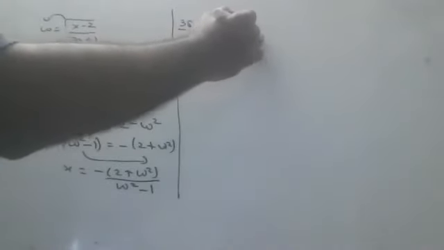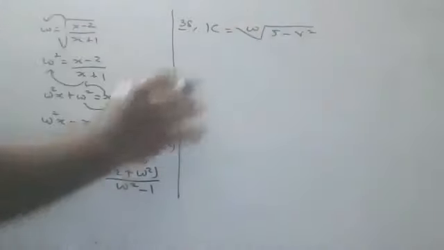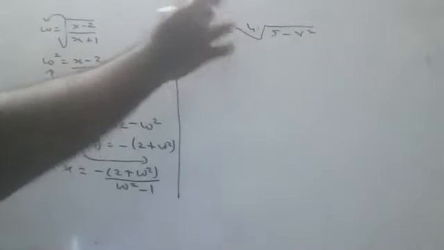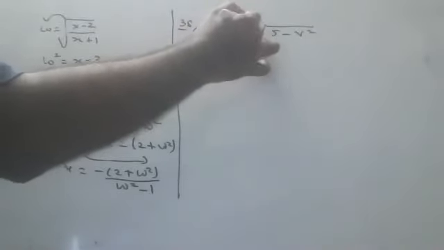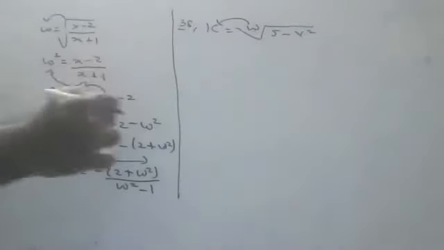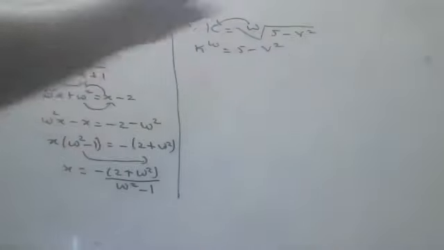K is equal to the Wth root of 5 minus v square. If suppose 3 is there here, it will become cube. If 4 is there, it will become the 4th power. W is there means what will it become? K to the power of what? K to the power W, sir. So k to the power W is equal to 5 minus v square.